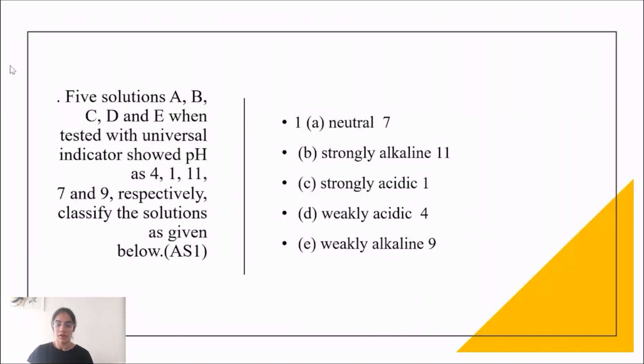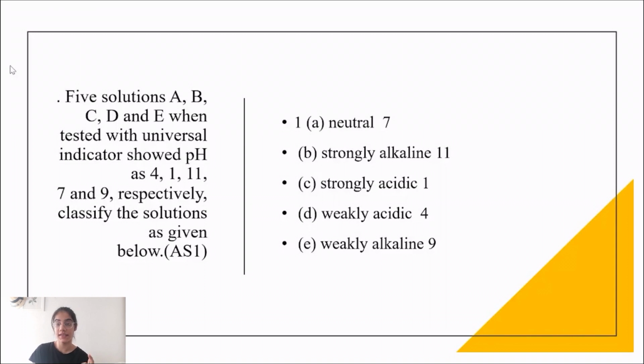So A has a pH of 4. 4 is weakly acidic because it is in the range of acidic substances, 1 being strongly acidic, and as the pH increases it becomes weakly acidic. Now B shows 1. 1 will be strongly acidic. The lower the pH value, the higher the hydrogen ion concentration and the higher the acidic character. B is 1 and 1 is strongly acidic.